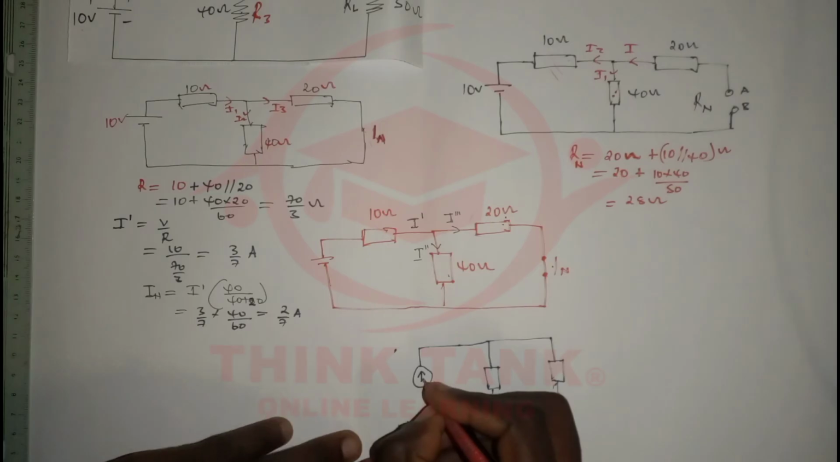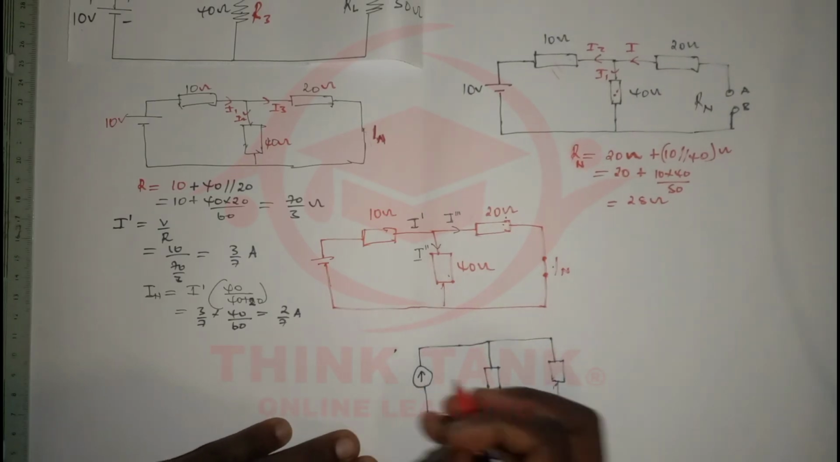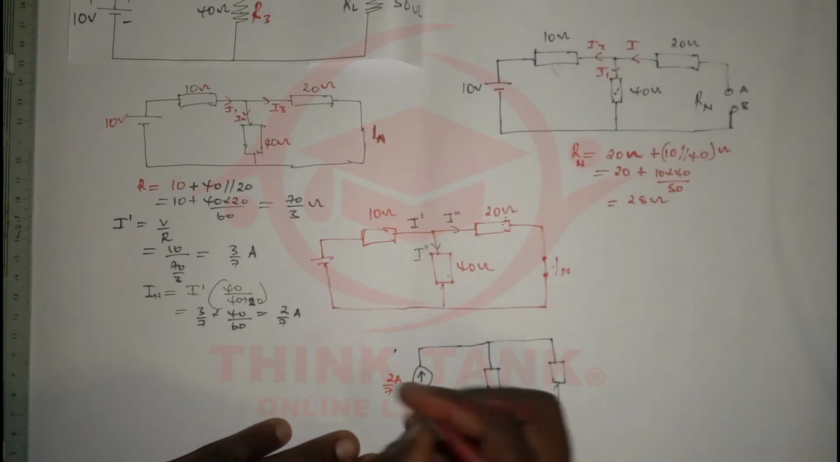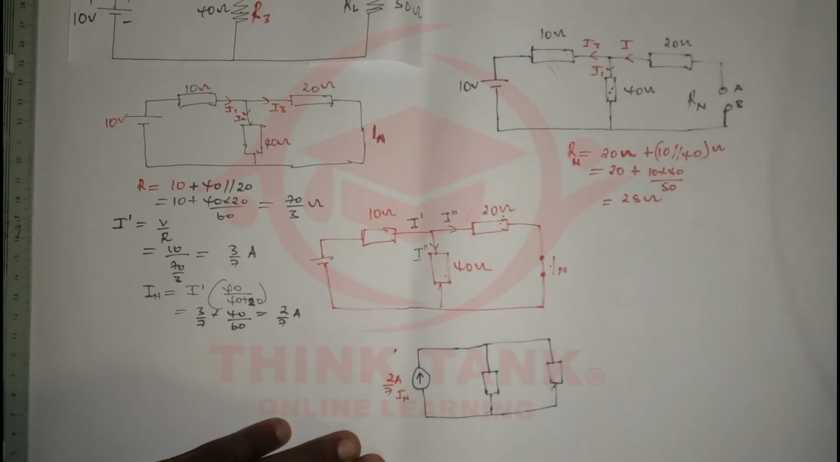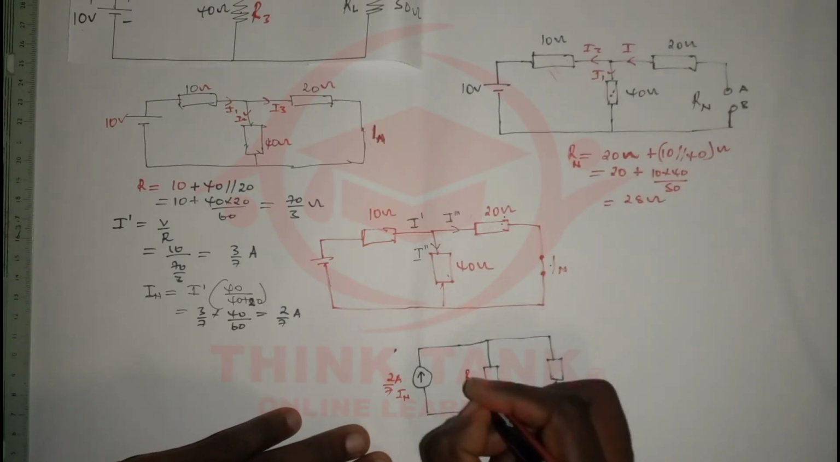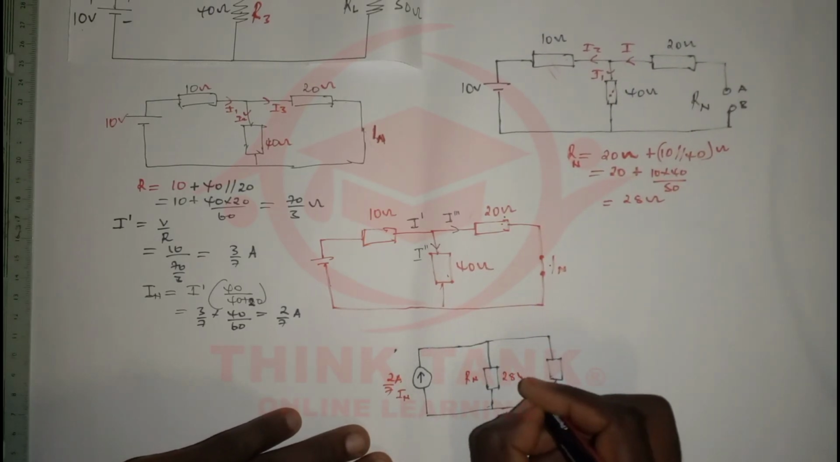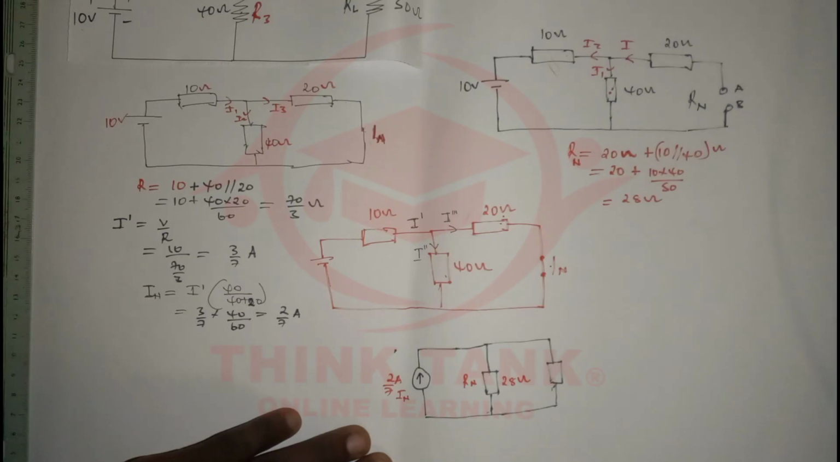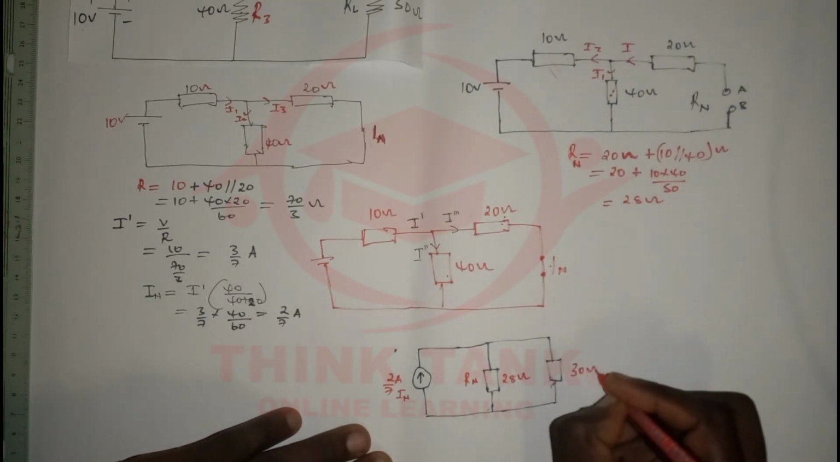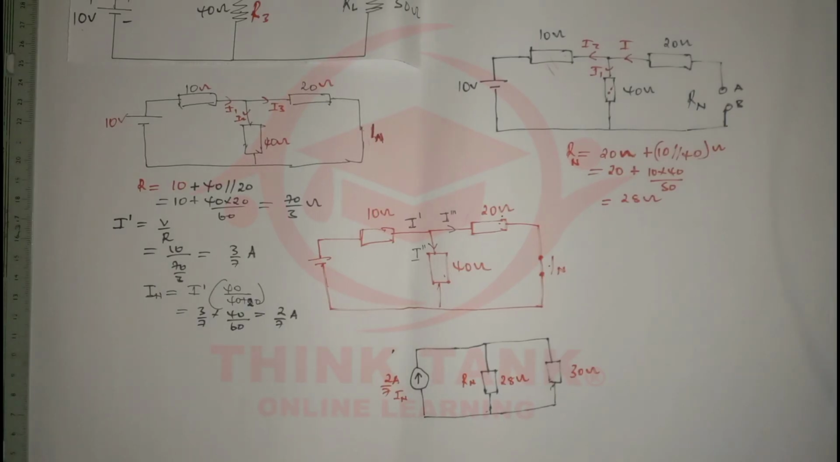Okay, so here we've calculated it and it was 2/7 amps. Okay, that was IN. And here we have RN, which is 28 ohms. And we have our load resistor. What is our load resistor? Which is 30 ohms right here. And find the current that is flowing through the load resistor.